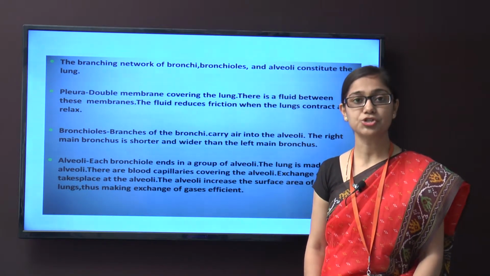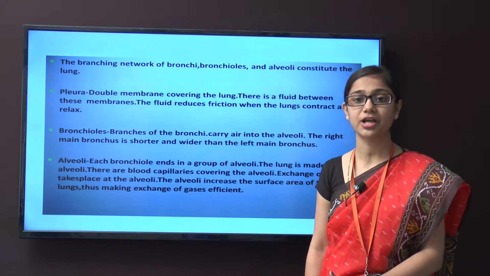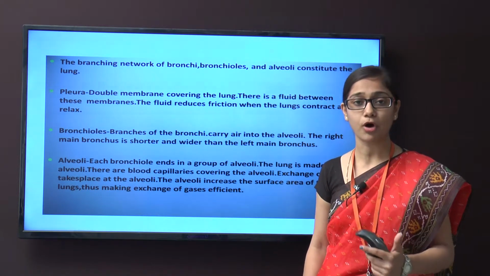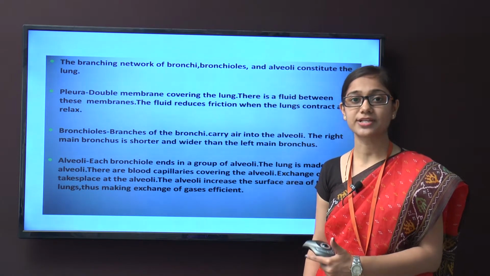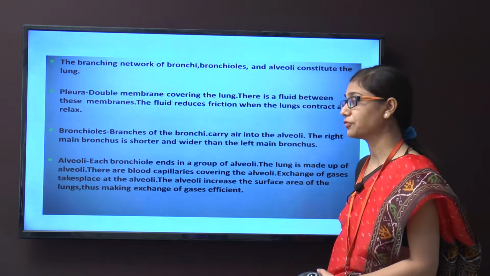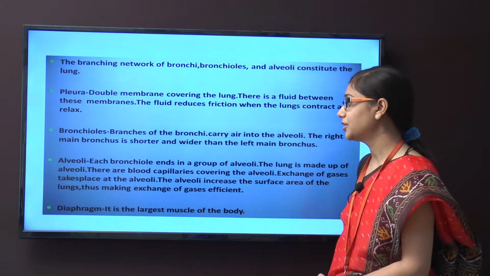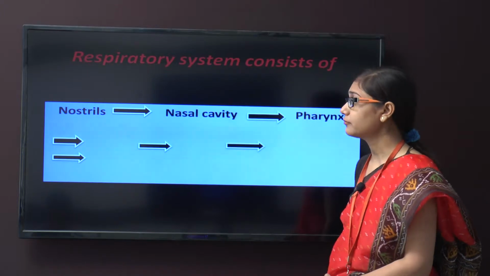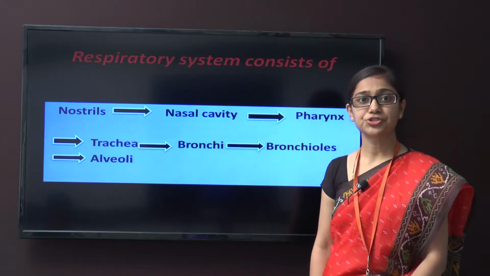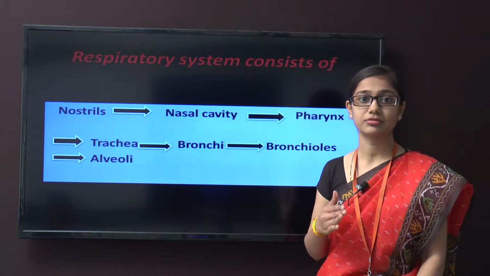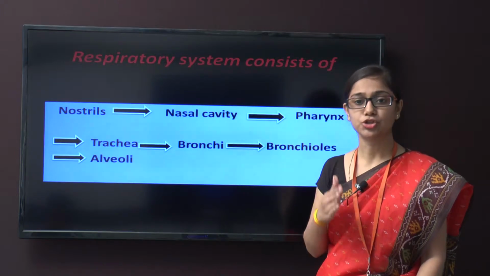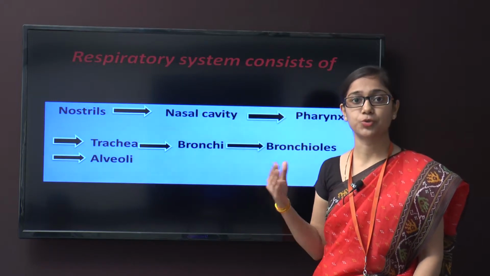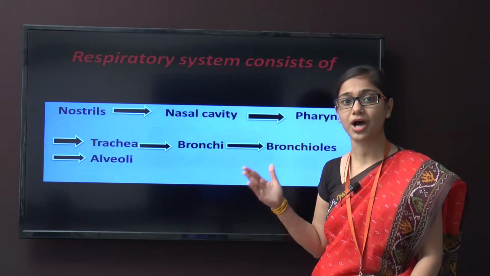Each bronchiole ends in a group of alveoli. One is an alveolus, and a group of alveolus is known as alveoli. The lung is made up of alveoli. And the diaphragm is the largest muscle of the body. The respiratory pathway is: nostril to nasal cavity, to pharynx, pharynx to trachea, trachea to bronchi, bronchi to bronchioles, and bronchioles to alveoli.